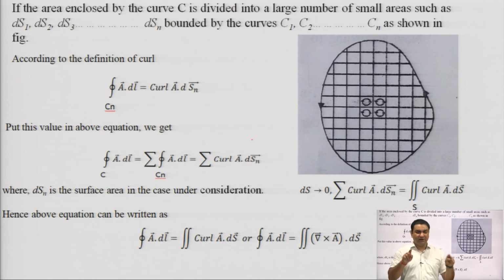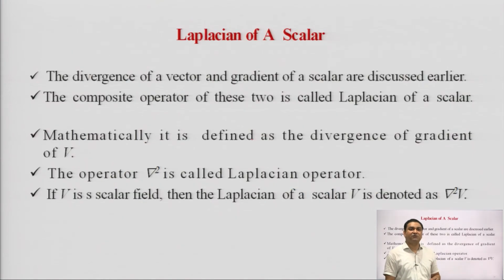In this figure, the complete surface is divided into many small portions, and the complete proof of Stokes theorem is given in these equations. One by one all these equations are solved, and finally we get the result: the closed loop line integral of A dot dl is equal to the surface integral of del cross A dot dS. This is the result of Stokes theorem, and we have to remember that it is the relationship between the line integral and the surface integral.